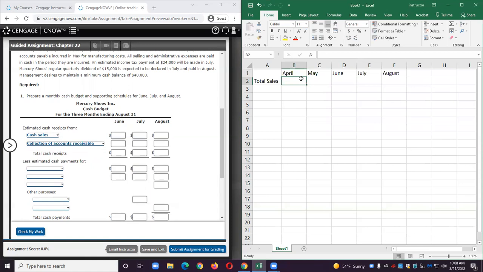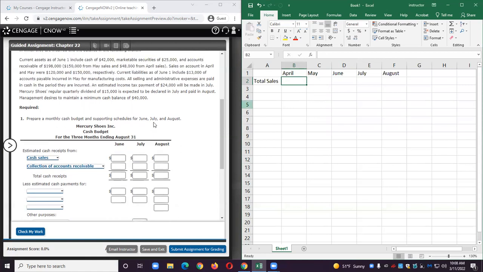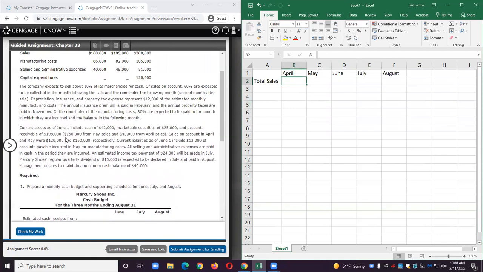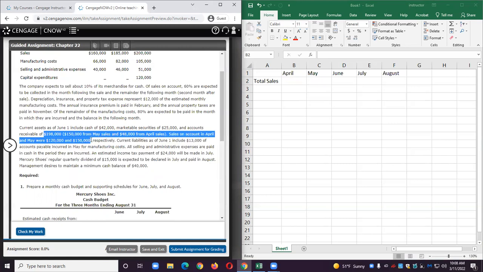So this is how I'm going to set my problem up. I don't know my total sales in April or May. All I know is, if I come down here, it tells me about my balance sheet. As of June 1st, my current assets included cash, marketable securities, and accounts receivable of 198,000: 150,000 from May sales and 148,000 from April sales, and that my sales on account in April and May were 120,000 and 150,000 respectively. So I don't know my total sales from those 2 months. I don't really need them, and that'll come into play in a minute.